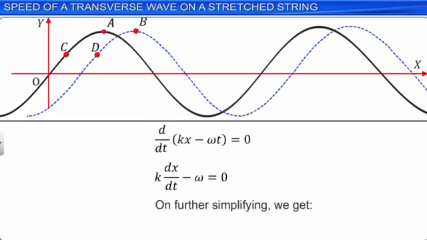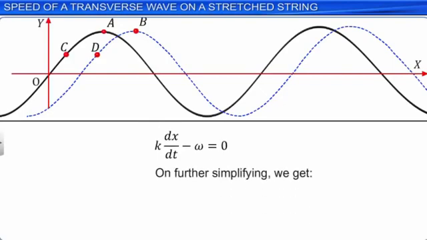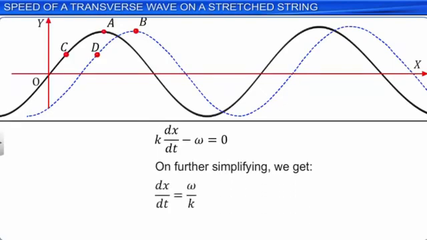On further simplifying, we get dx by dt is equal to omega by k, where dx by dt represents the velocity v of the wave. Therefore, v is equal to omega by k. Let this be equation 2.